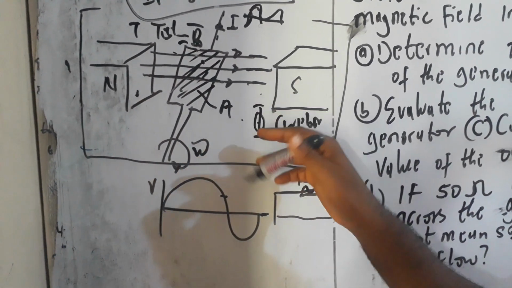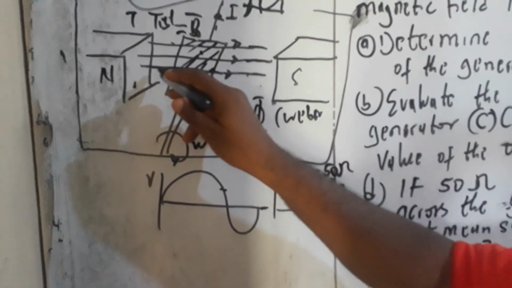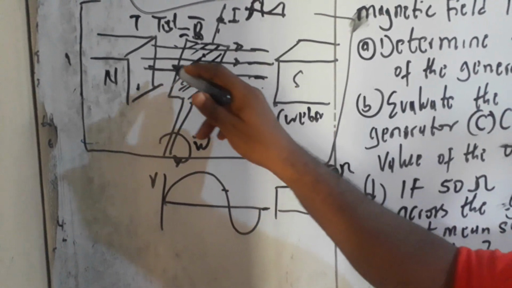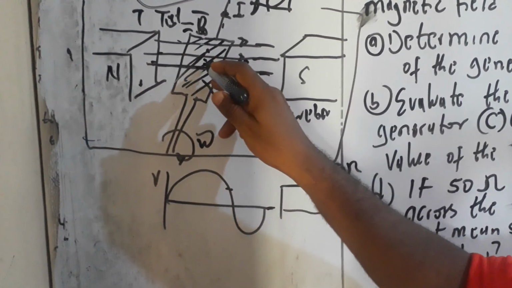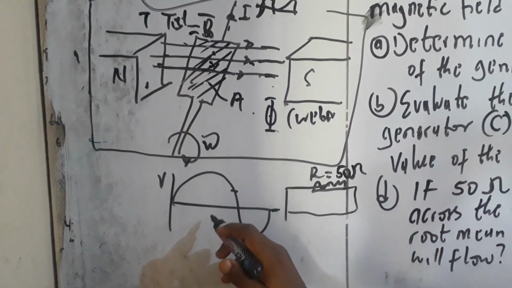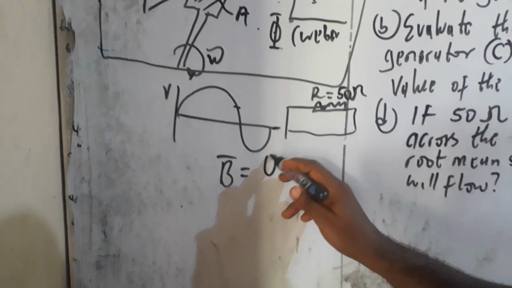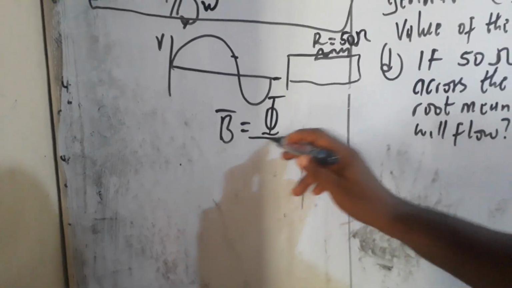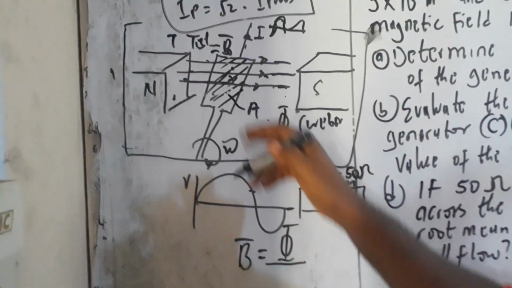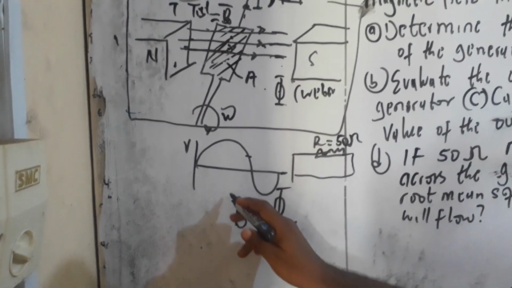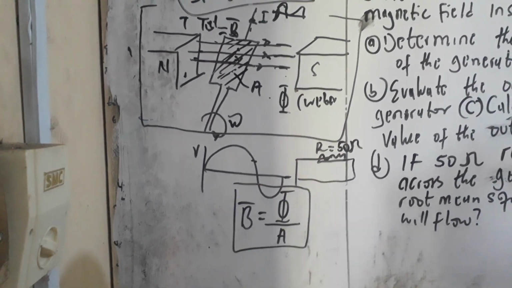Magnetic flux is simply the number of magnetic lines of force passing through a unit area. So magnetic field B is related to this magnetic flux through the surface area of this coil, all over A. Just take note of this also.